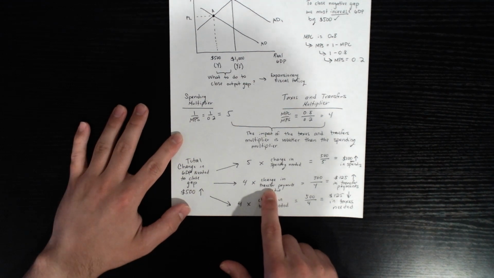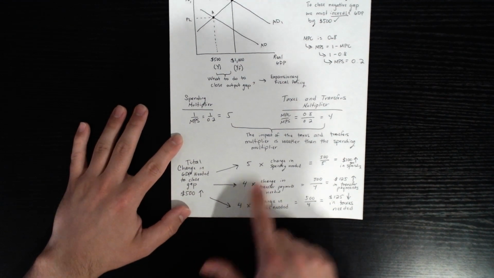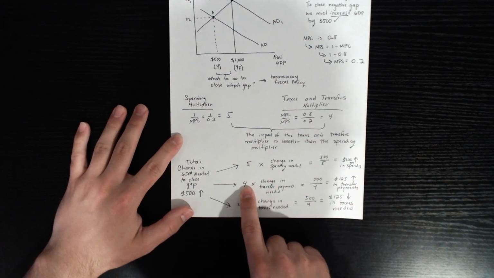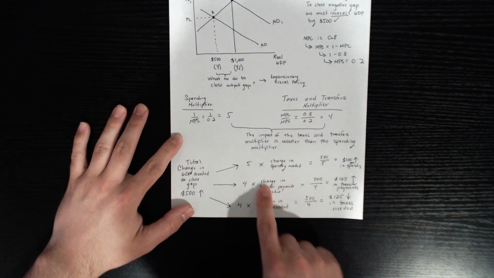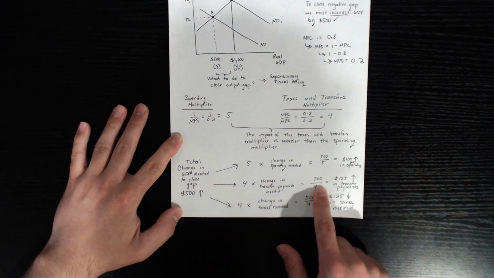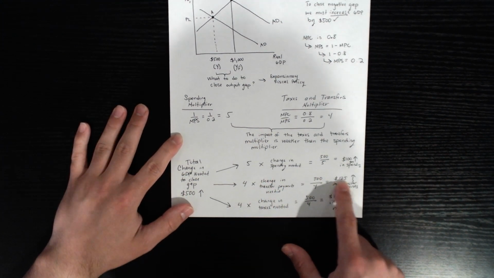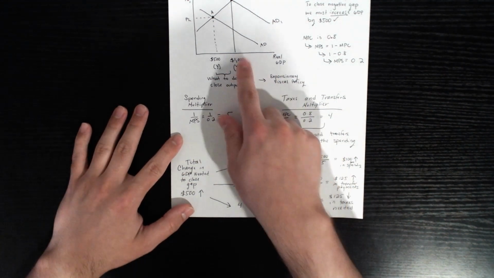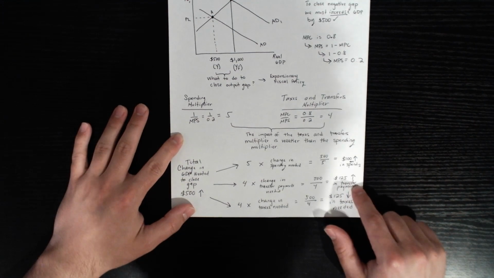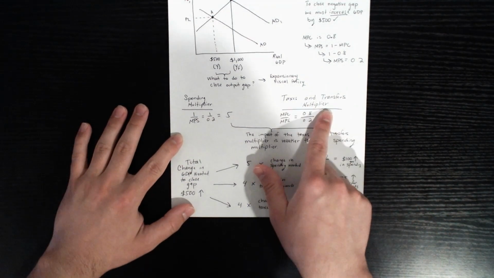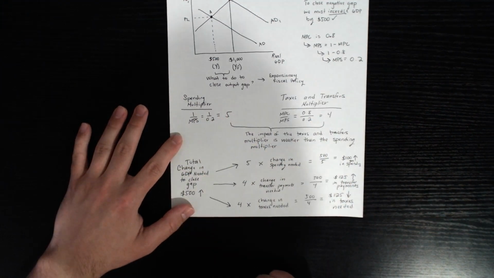If we were to do transfer payments, then we would use the transfer payment multiplier, which is 4, times the change in transfer payments needed. That's what we're solving for. So then you do the gap divided by the multiplier. That gives you a $125 increase in transfer payments needed to close this gap. See how the amount you need here is bigger than the amount in spending. That's because the multiplier for transfer payments is weaker than the spending multiplier.